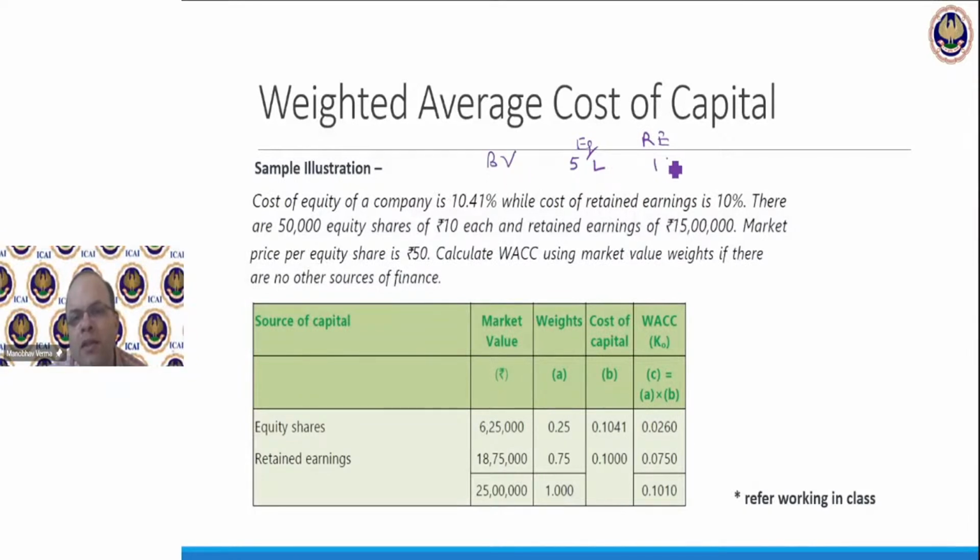So what is my book value? 5 lakhs, 15 lakhs. So that means we're looking at a ratio of 1:3, 5:15. And the market price per share is 50, so that means 50 into 50,000. So we are looking at 25 lakhs here. Everyone okay, guys, here? So we're looking at 25 lakhs.